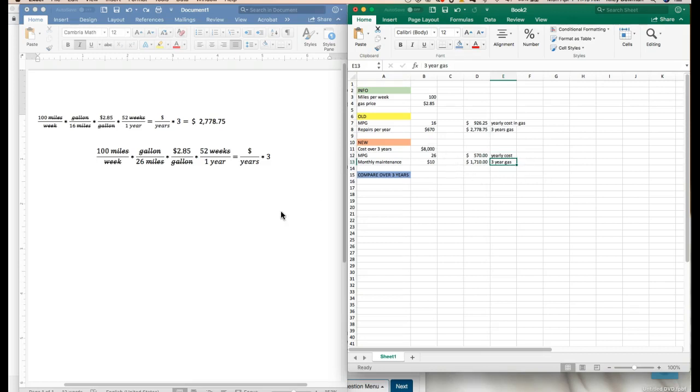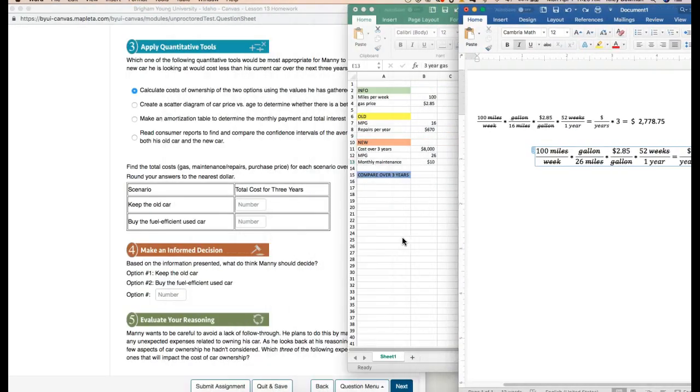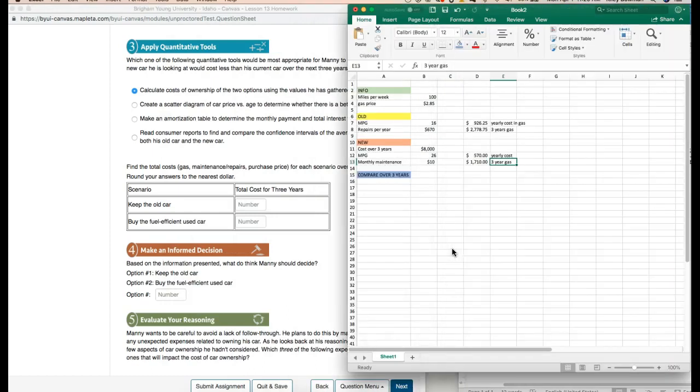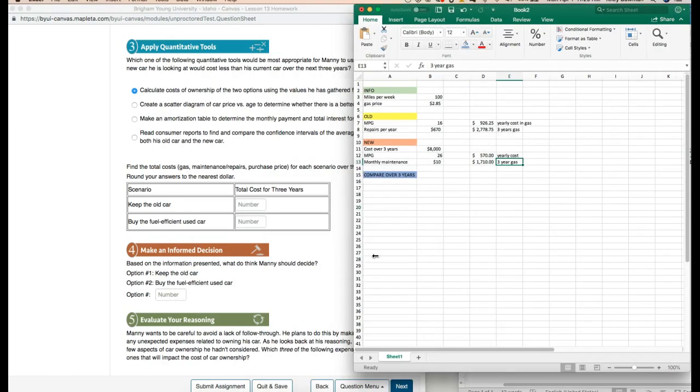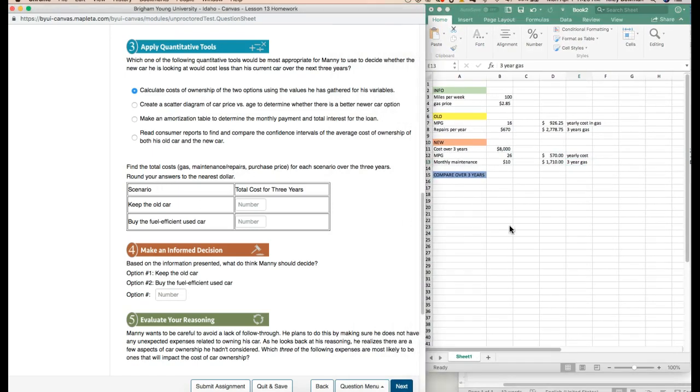Okay, so that was the gas. I don't think we're going to need this anymore, so we're going to get it out of the way and come over here. Okay, so the next part, we need to find, we got gas. Now we need to add in maintenance and repairs, and then we'll do the purchase price.